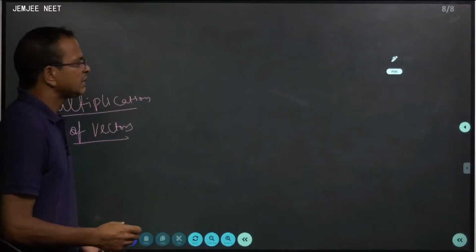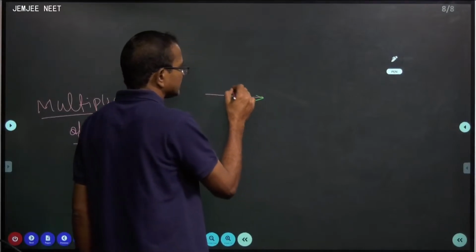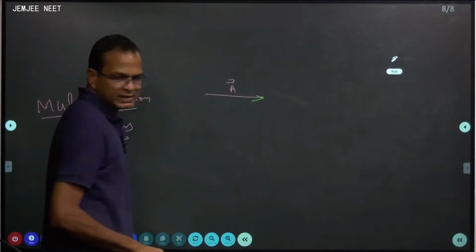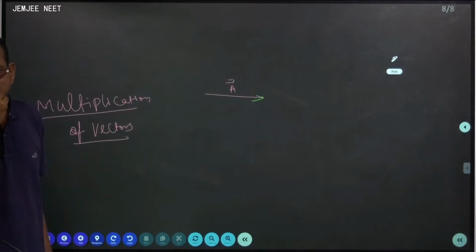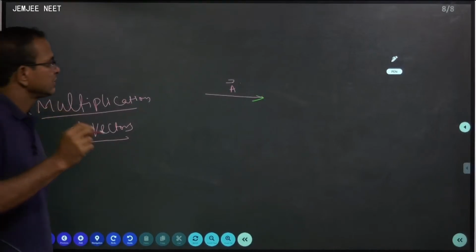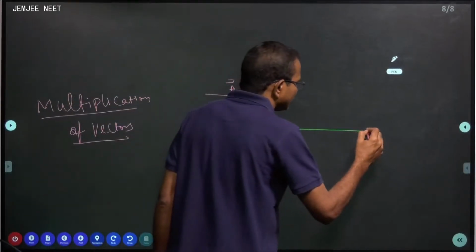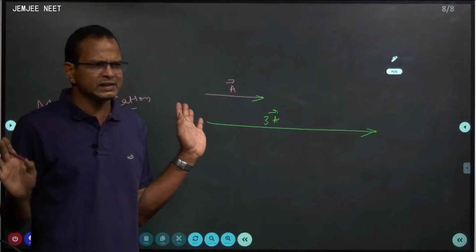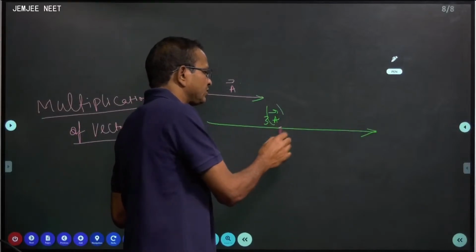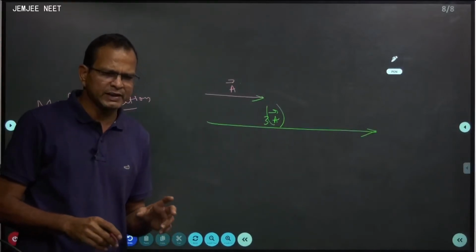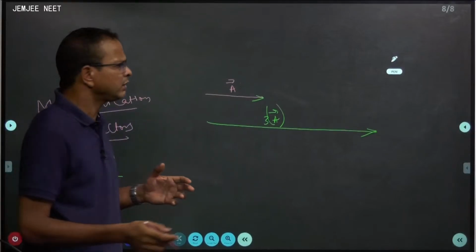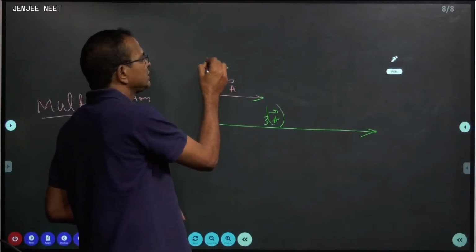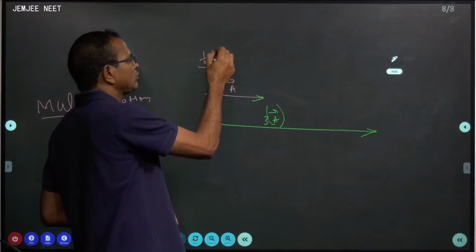Let us begin. This is A vector. What is this? 3 times A vector. There is no problem. You can easily multiply A vector with 3. Can I multiply A vector with half? Why not? This is half times A vector. There is no problem at all.